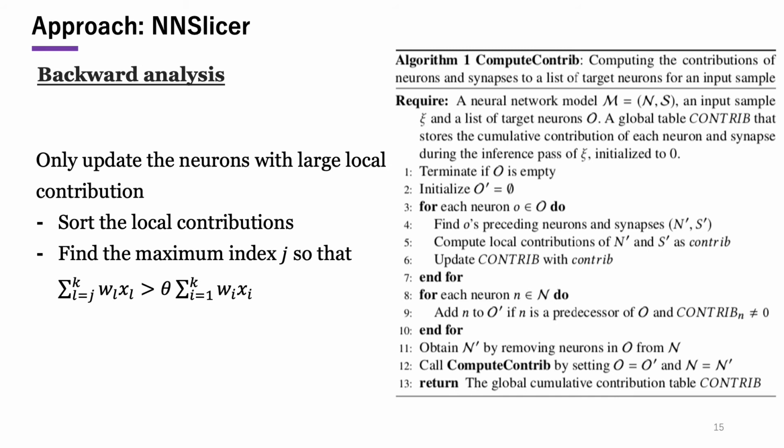However, because of the large size of a DNN model, updating the contributions for all neurons and synapses is time-consuming. So, we only update the neurons with large contributions, and the threshold is set by a hyperparameter. The overall pipeline is shown in Algorithm 1.